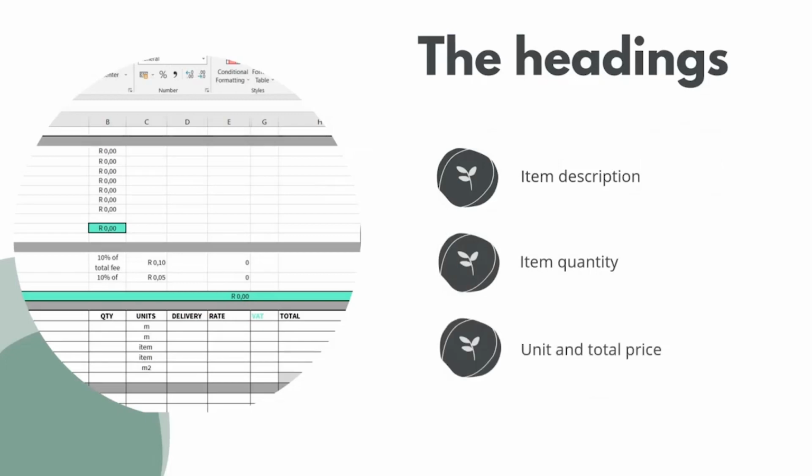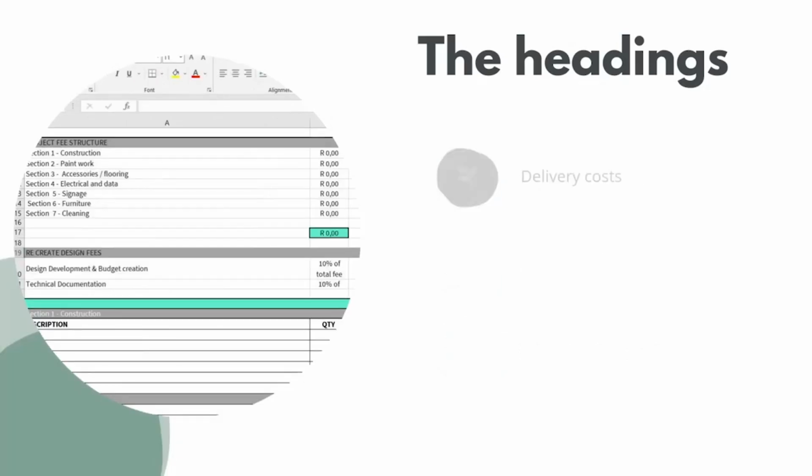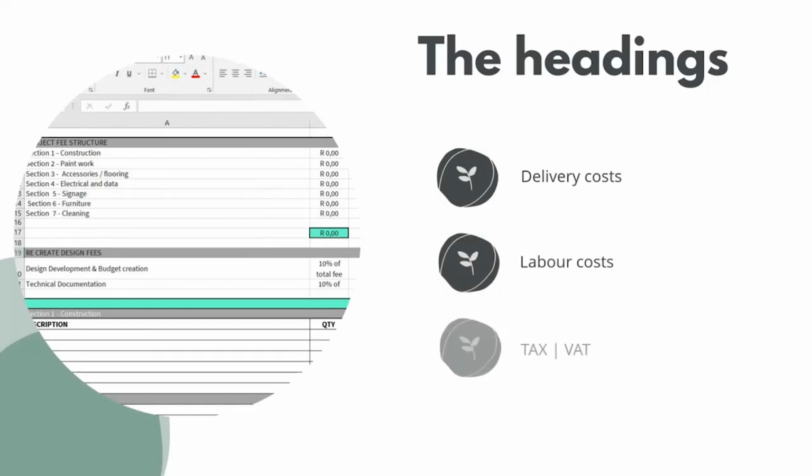Next, I'm going to add the unit price and the total price, followed by the delivery costs. So that would include shipping and freight. Next, I want to include labor and installation expenses. This is often an oversight, so be careful of that one. And underneath that, I'm going to add any tax or VAT that is applicable to that item.